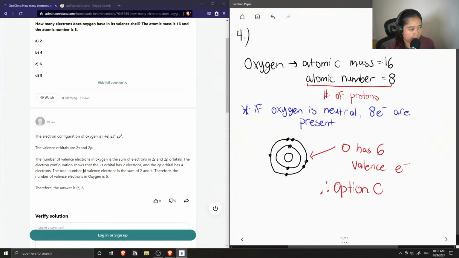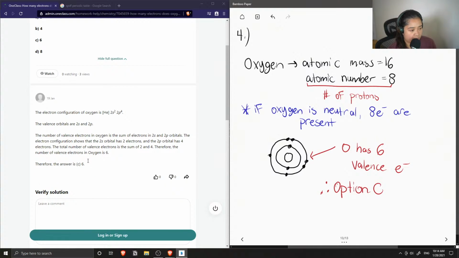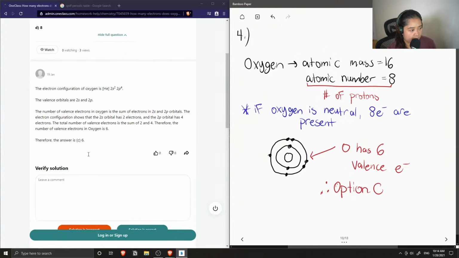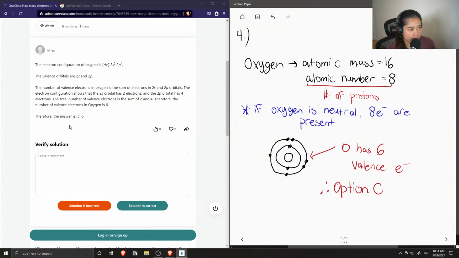So the junior tutor said that the electron configuration of oxygen is helium 2s2, 2p4. The valence orbitals are 2s and 2p. The number of valence electrons in oxygen is the sum of electrons in 2s and 2p orbitals. The electron configuration shows that the 2s orbital has 2 electrons and the 2p orbital has 4. Total number of valence electrons is the sum of 2 and 4. Therefore, the number of electrons in the valence shell is 6.